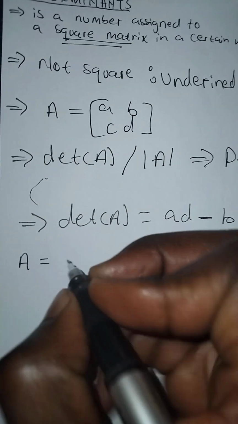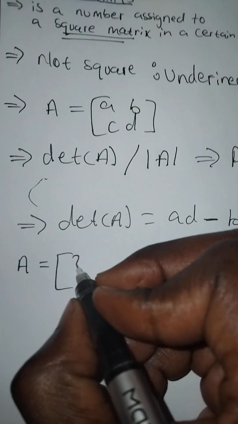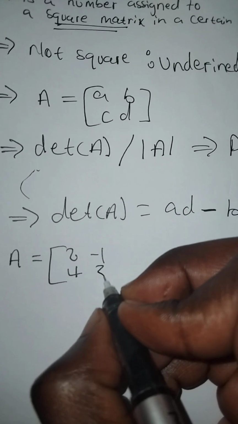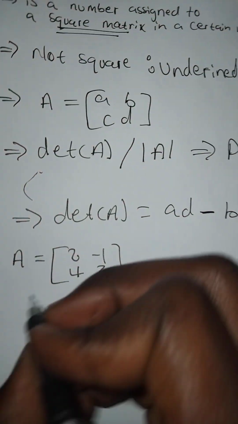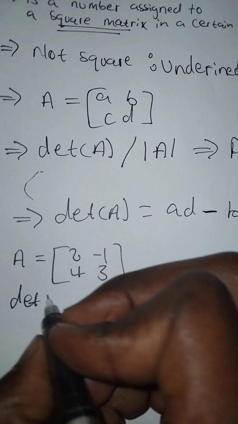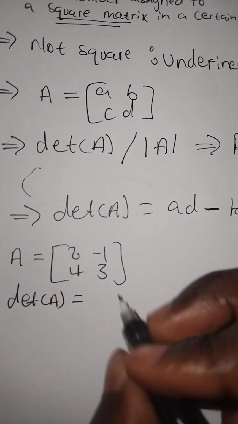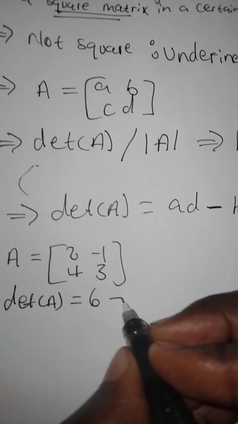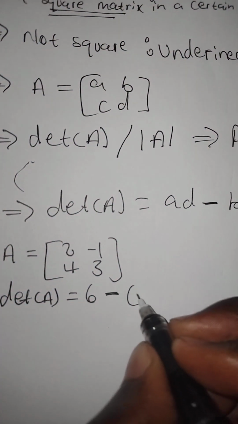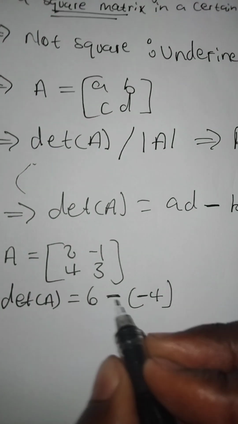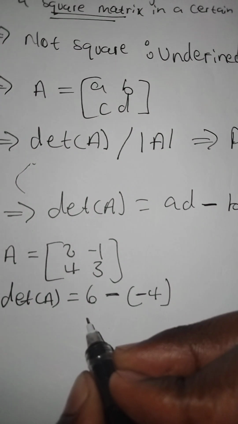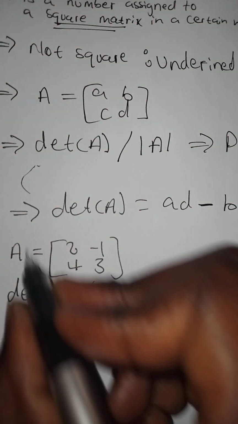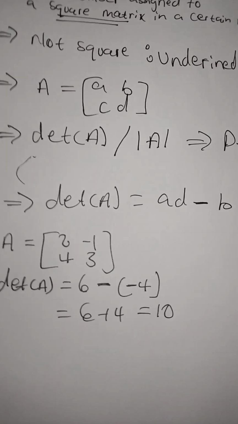Let's look at an example. Let's suppose matrix A had entries 2, -1, 4, and 3, just like that, and we want the determinant of A. That determinant is going to be 2 by 3, we get 6, then minus 4 by -1, which is -4. So 6 minus -4 gives us 6 plus 4, which is 10. So the determinant of this matrix is equal to 10.